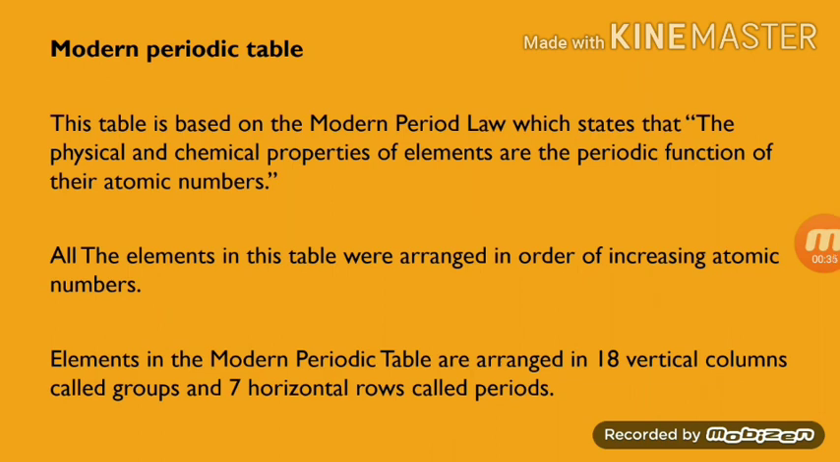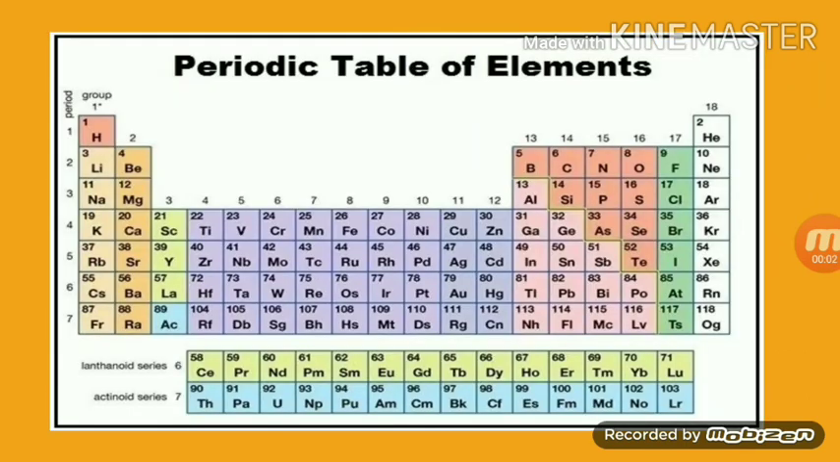The elements in the modern periodic table are arranged in 18 vertical columns called groups and 7 horizontal rows called periods. In the modern periodic table, elements are arranged like this: 18 vertical columns called groups and 7 horizontal rows called periods. Just have a look at the modern periodic table. It is your modern periodic table. Okay. There are 18 groups, right?